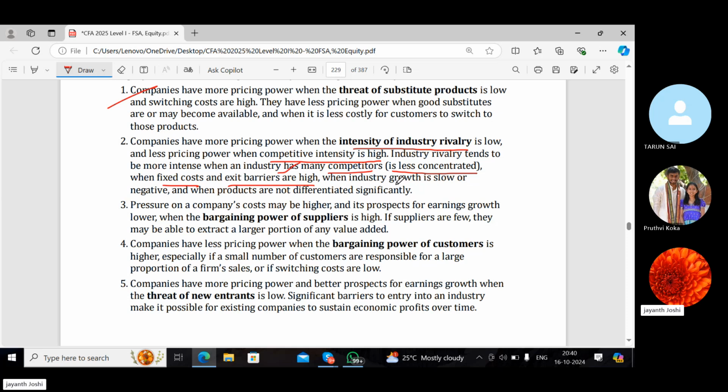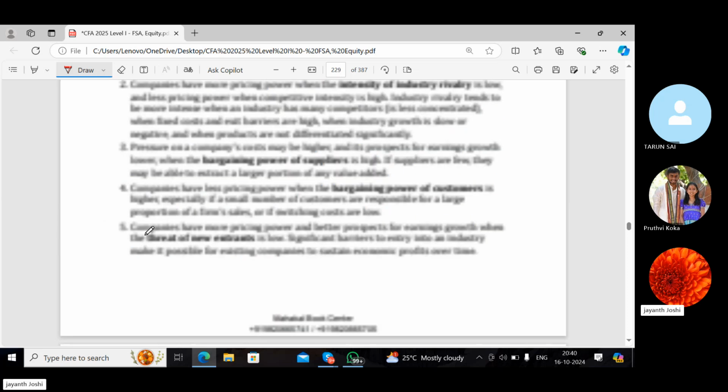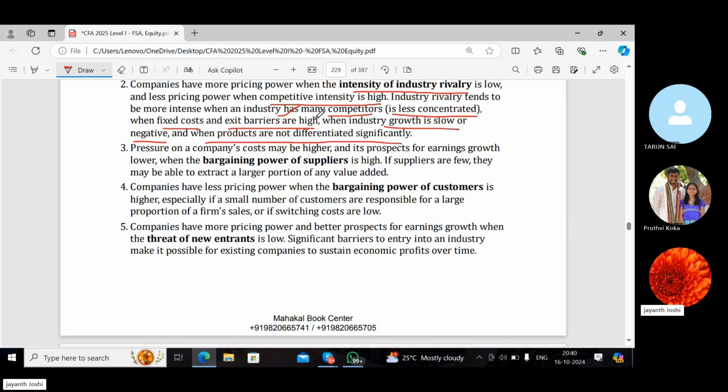So when industry growth is slow or negative and when products are not differentiated significantly, that means the industry is not moving that great. Its growth is negative and product differentiation is less. So that is the time when the pricing power of the companies would be less. Now, next one. So that has an impact on the price and the cost.